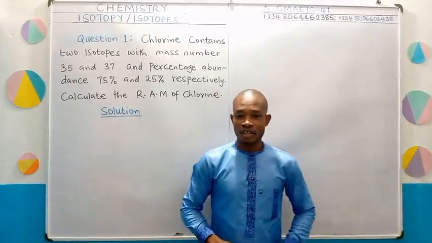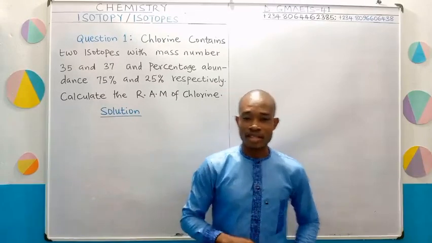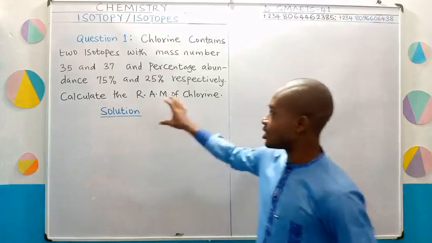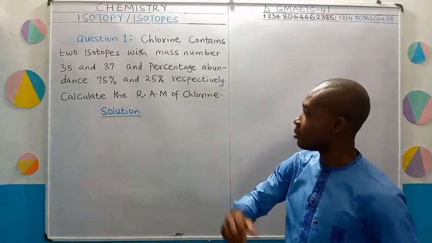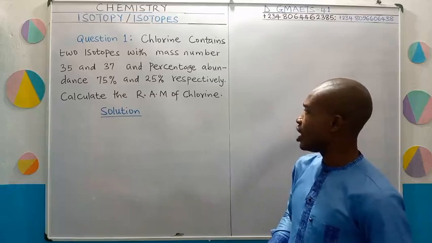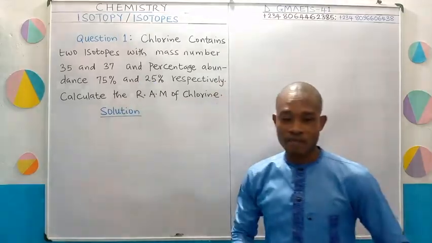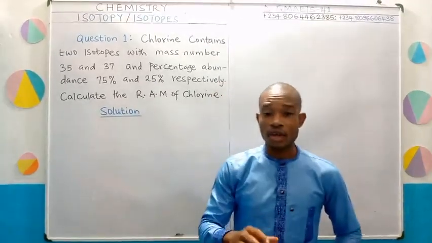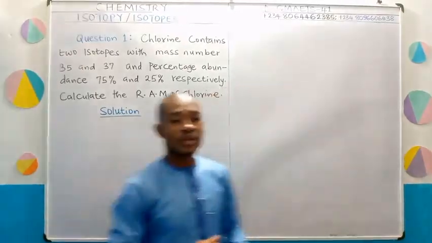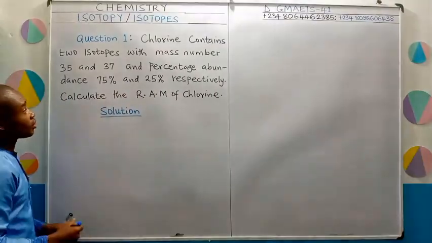We are going to be solving this question where we are to determine the relative atomic mass of chlorine. So let us take a look at the question. Chlorine contains 2 isotopes with mass numbers 35 and 37 and percentage abundance 75% and 25% respectively. Calculate the R.A.M of chlorine. Alright, so how do we solve this problem? Let us bring out the things that we know as given in the question.